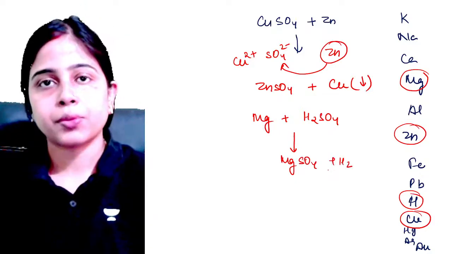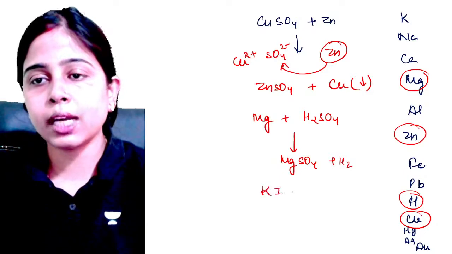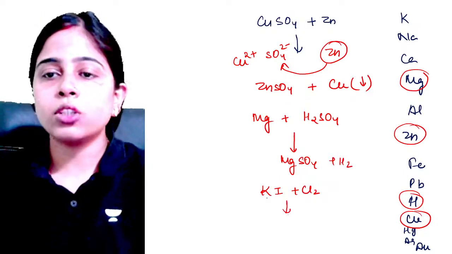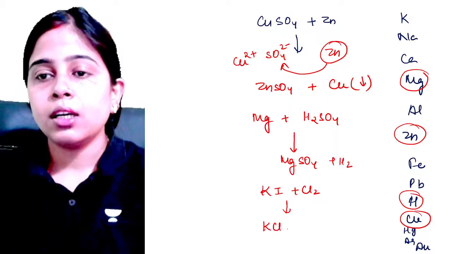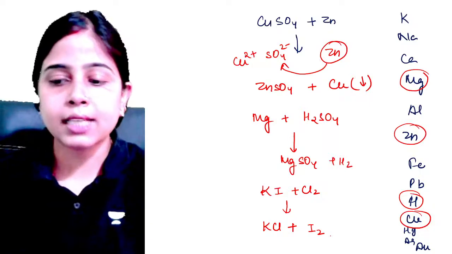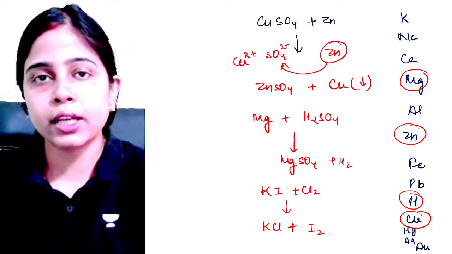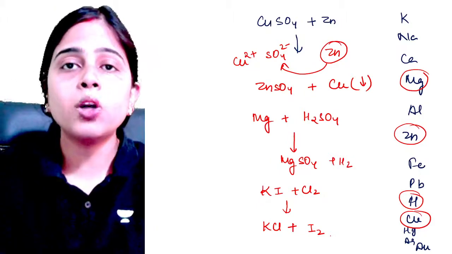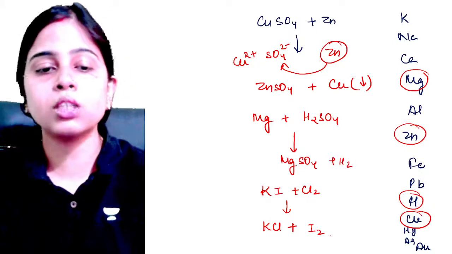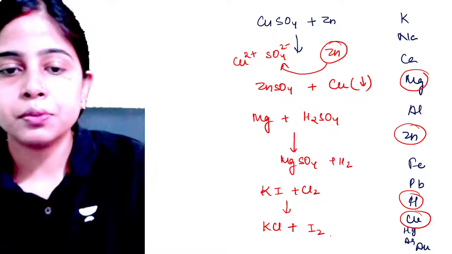Clear? Similarly, if I take an example of potassium iodide and chlorine, what will happen? Potassium will form a product with the chlorine and iodine is produced as a gas now. So this is the way your displacement reaction takes place, where the more reactive element displaces the less reactive element from its salt solution to form its own compound. Am I clear, all of you?